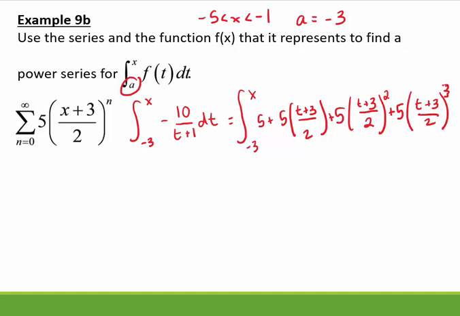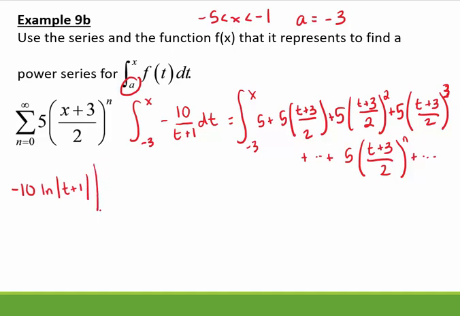That's a 3. I'm going to continue it down here because I need something for my nth term. Okay. Let's go through and integrate this. So, integrating the left side, we get negative 10 ln of t plus 1 evaluated from negative 3 to x.